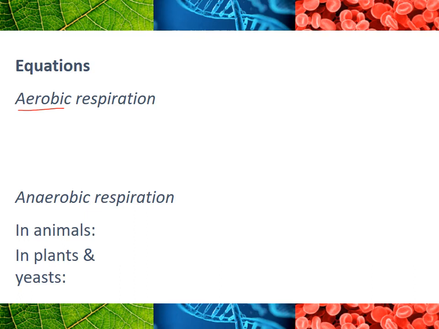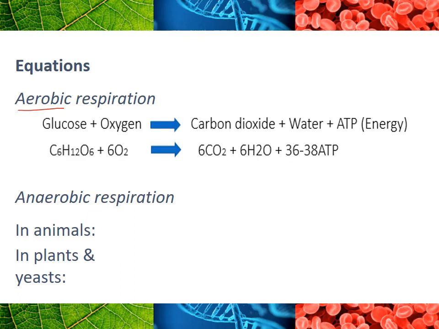So aerobic respiration, if you remember back to our picture before, we had glucose and oxygen going in, and we had water and carbon dioxide coming out. So you'll see that here, glucose in and oxygen, carbon dioxide and water, and of course ATP. That is the main output. That's what this process happens for. So that is our word equation.